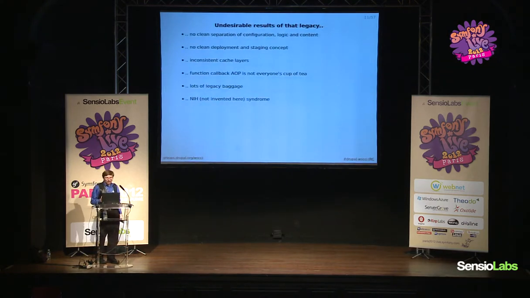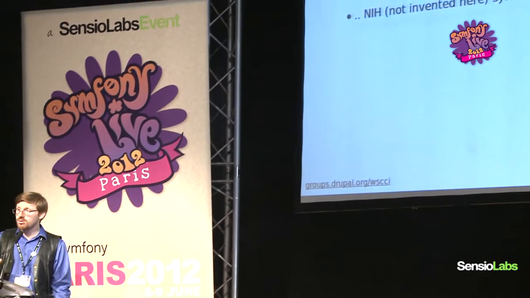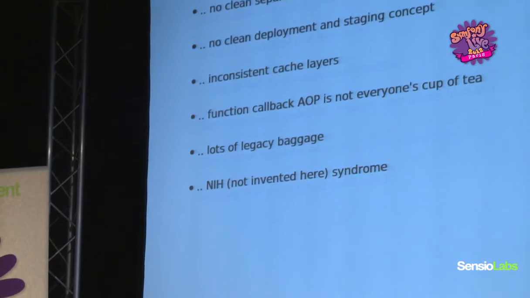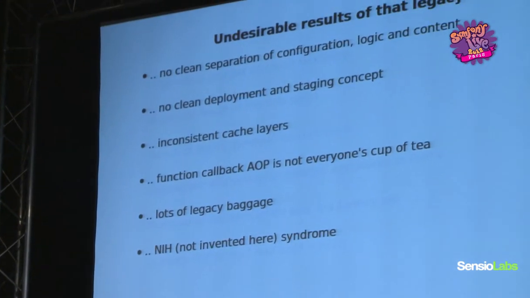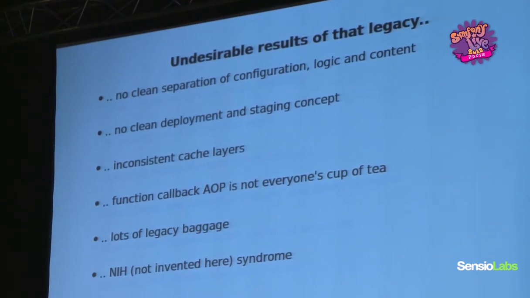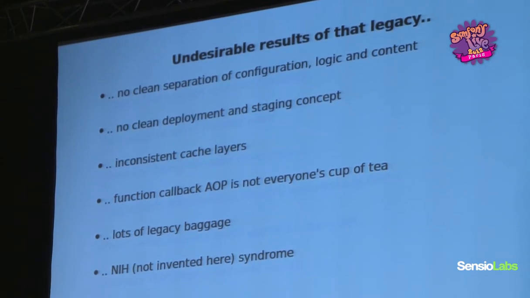Okay. For example, there's no clean separation of configuration logic and content. There really are no good solutions for deploying and staging content. Code, sure, you just put it in Git. But for content, it's somewhat yucky. The caching layers are somewhat bizarre at times. Not everyone likes aspect-oriented programming. I know it seems powerful enough to me, but not everyone likes it. It does have a lot of legacy code. As I said, it's 11 years old. And it does have a strong NIH problem.